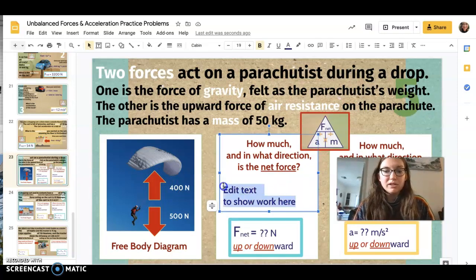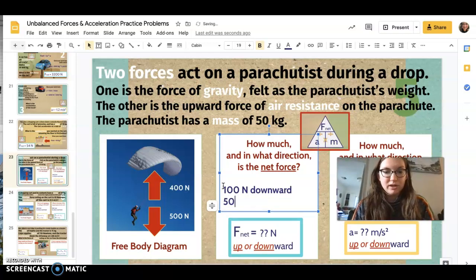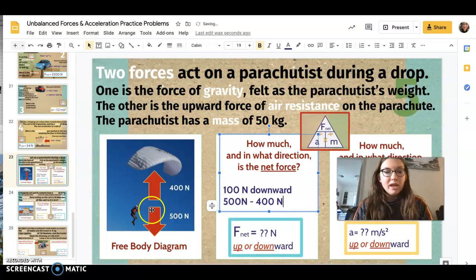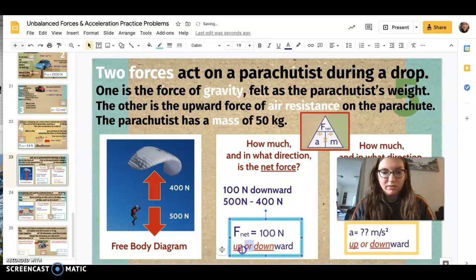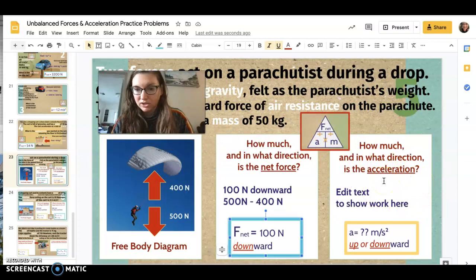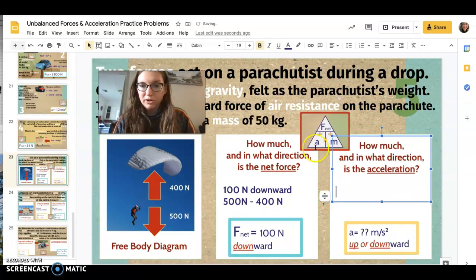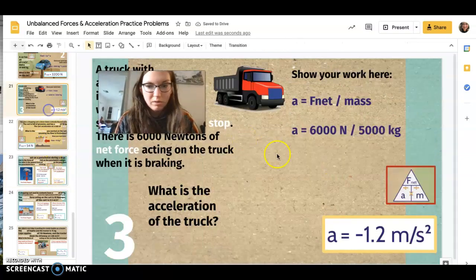So the net force acting on this parachutist is going to be 100 newtons downward. And I did that by doing 500 newtons minus 400 newtons. Because that 400 cancels out 400 newtons of the downward force. So we're just left with 100 newtons downward. So now we're going to figure out how much and in what direction is the acceleration. So we're solving for acceleration. So let me grab that equation from up here.